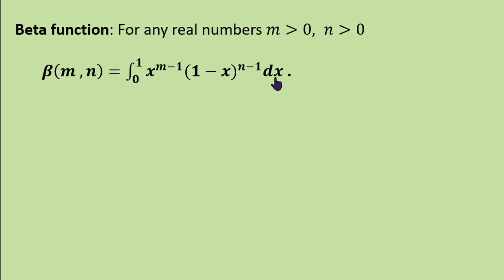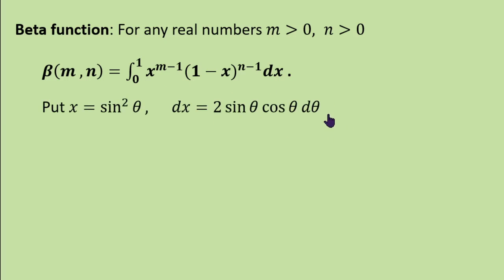We can express this beta(m, n) in another formula also by substituting x = sin^2 theta, then 1 minus x becomes cos^2 theta. 1 minus sin^2 theta is cos^2 theta. When x is sin^2 theta, dx is 2 sin theta cos theta d theta. And when x is 1, sin^2 theta is 1, meaning theta is pi by 2. And when x is 0, theta is 0.